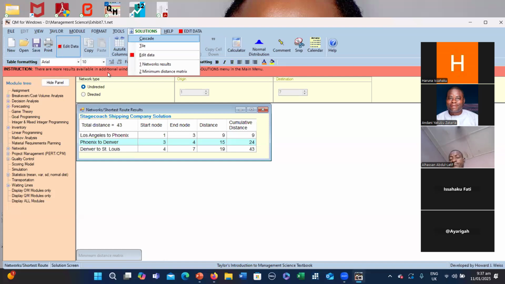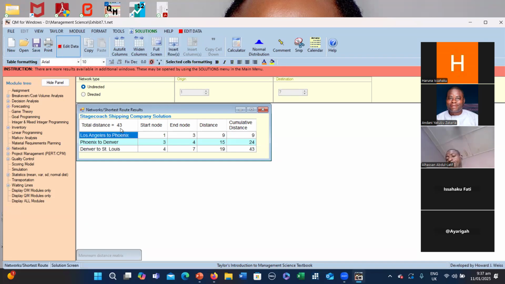It tells me the total distance will be 43. Then I have to move from Los Angeles to Phoenix, Phoenix to Denver, and Denver to St. Louis. Okay, which is what I showed you previously.